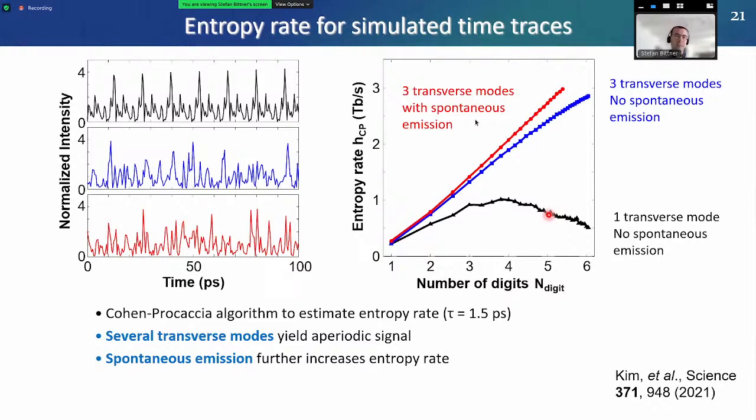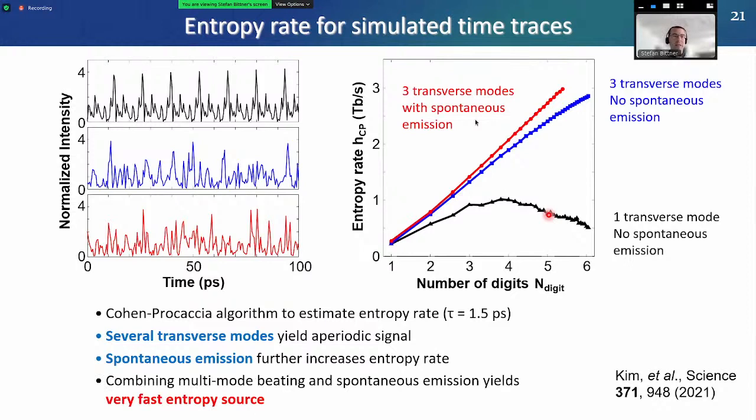So what really happens in our device is that we are able to harvest the entropy generated by the spontaneous emission via the multimode interference inside the cavity. And this multi-mode beating process allows us to create a very fast entropy source where we can expect entropy rates in the terabit per second regime.